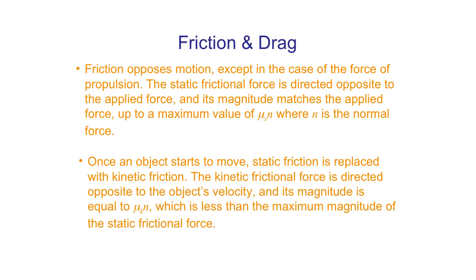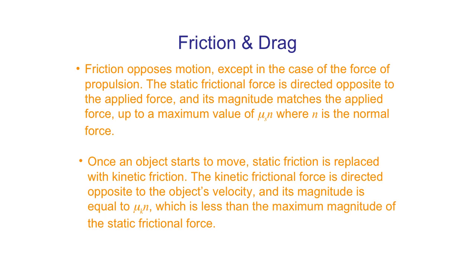Once an object starts to move, static friction is gone, right? It's replaced with this thing called kinetic or dynamic friction. Okay? This is the friction that you feel as you slide down this ramp. Right? There's still friction, it's just a different kind. The kinetic frictional force is directed opposite to the object's velocity. Right? So which direction was this object going down the ramp? It was down and to the right. Which direction was the force of kinetic friction? Up and to the left. It's always acting opposite my velocity. It's acting to slow me down.